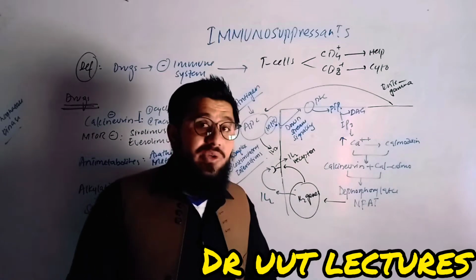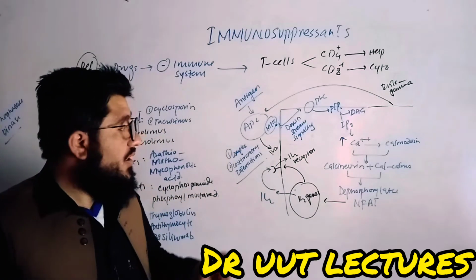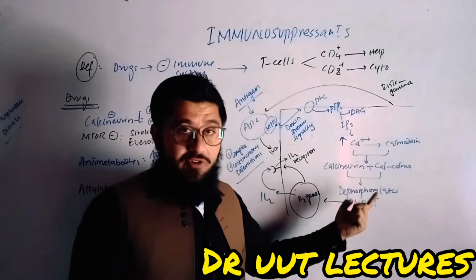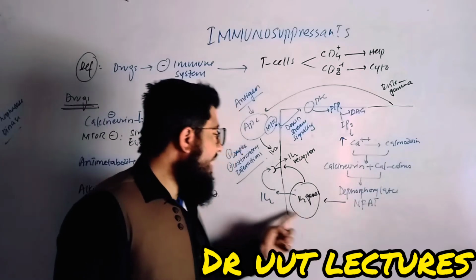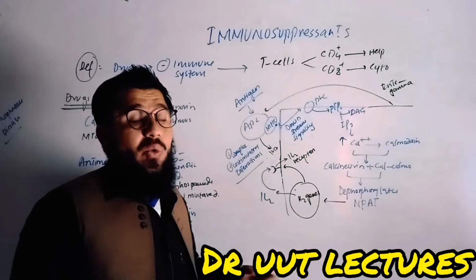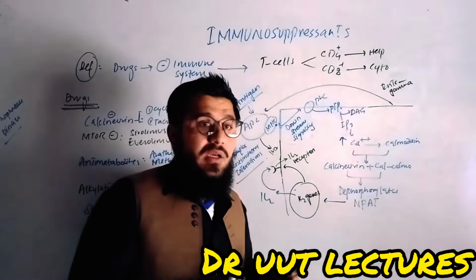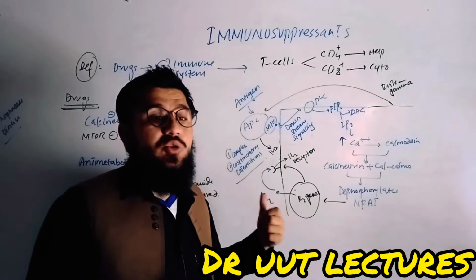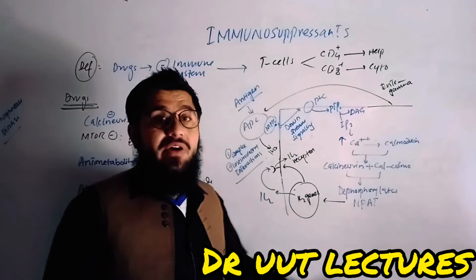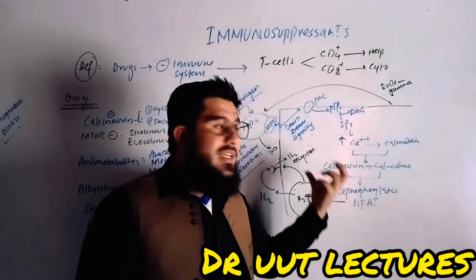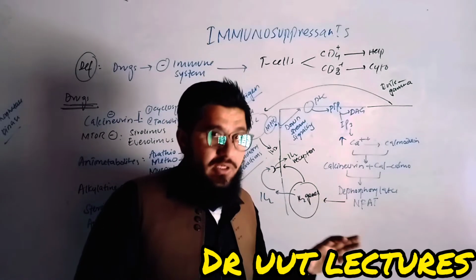Now, when this calcineurin is inhibited, what will happen here? Very simple. The complex will not be formed. And due to that complex not being formed, what will happen? At the end, there will be no interleukins. When there is no interleukin available, there is no autocrine signaling. When there is no autocrine signaling, there is no action going to be seen. Means, T cell activation is not going to happen.